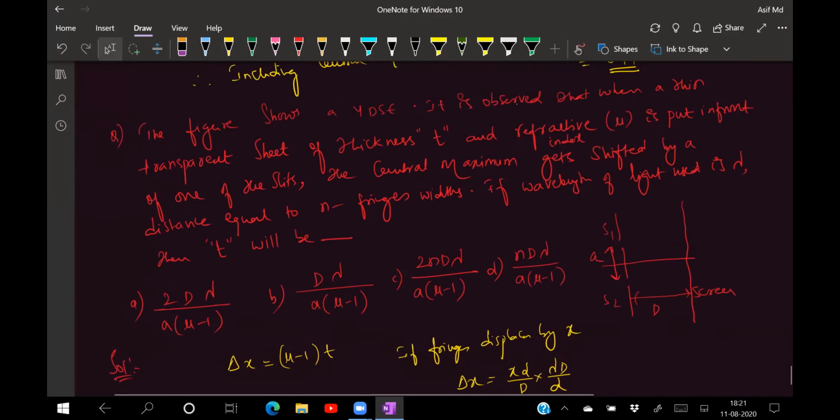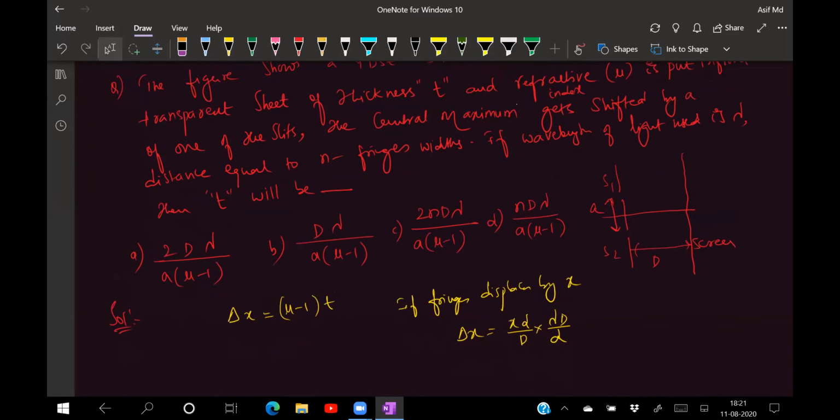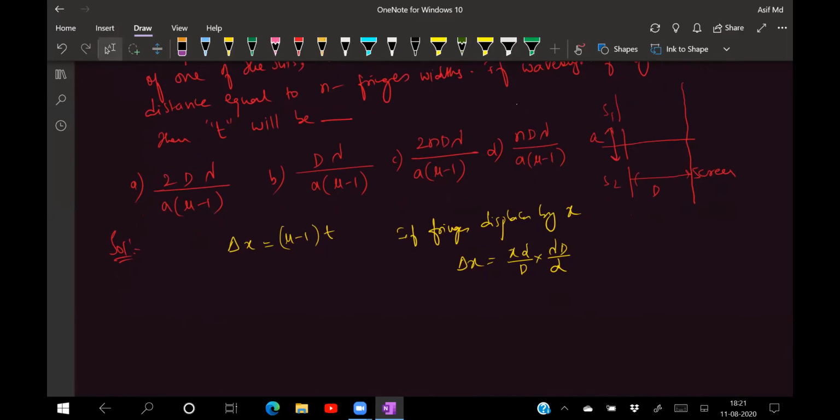So what is the problem telling? The central maxima gets shifted by a distance equal to n fringe widths. That means n into lambda. Delta x is nothing but n lambda, which equals mu minus 1 into thickness T. It is asking for the thickness T, so I can write T equals n lambda by mu minus 1.